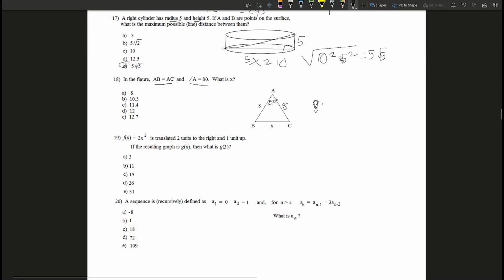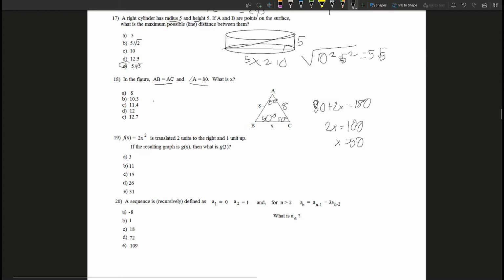That's a weird looking 8. 80 plus 2x is equal to 180 because all the angles in a triangle add up to 180. So 2x is equal to 100 and x is equal to 50. So we know that both of these angles are 50 degrees. It's also 50. And then to find x, we can just use the law of sines.